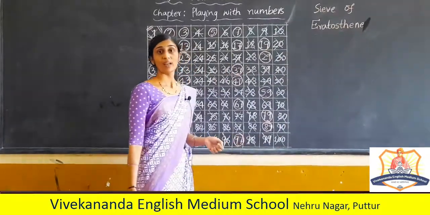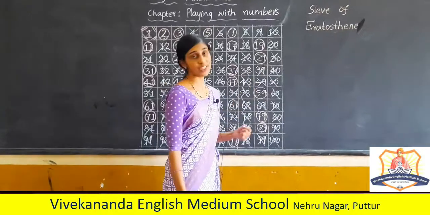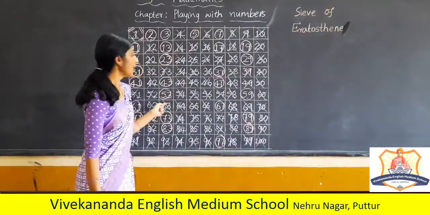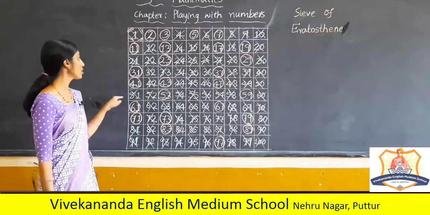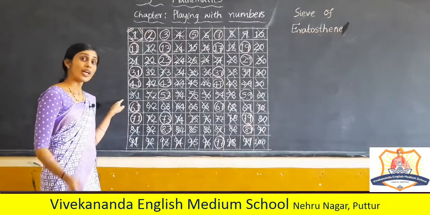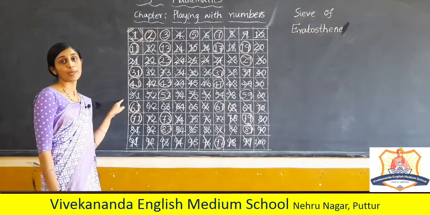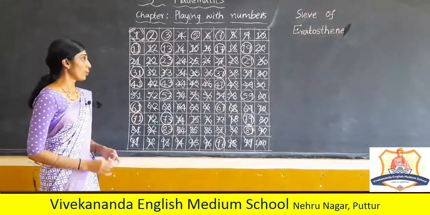Eratosthenes is a Greek mathematician, and he was the one mathematician who proposed this method in order to bifurcate prime numbers and composite numbers.